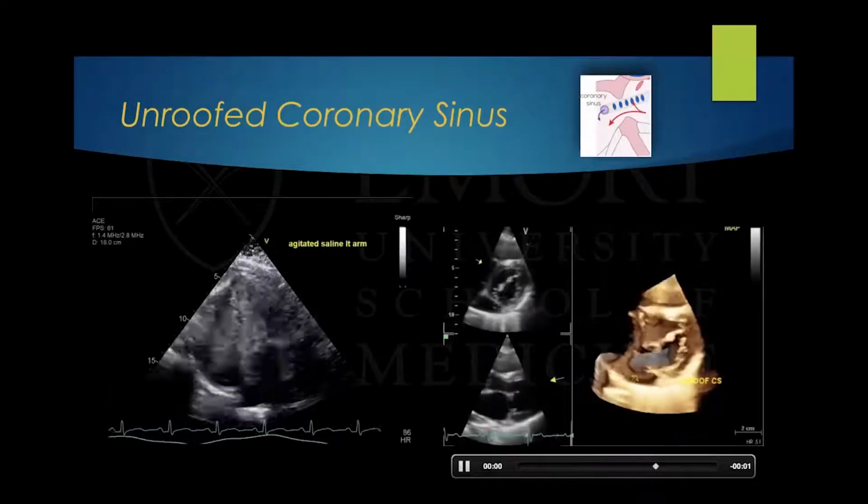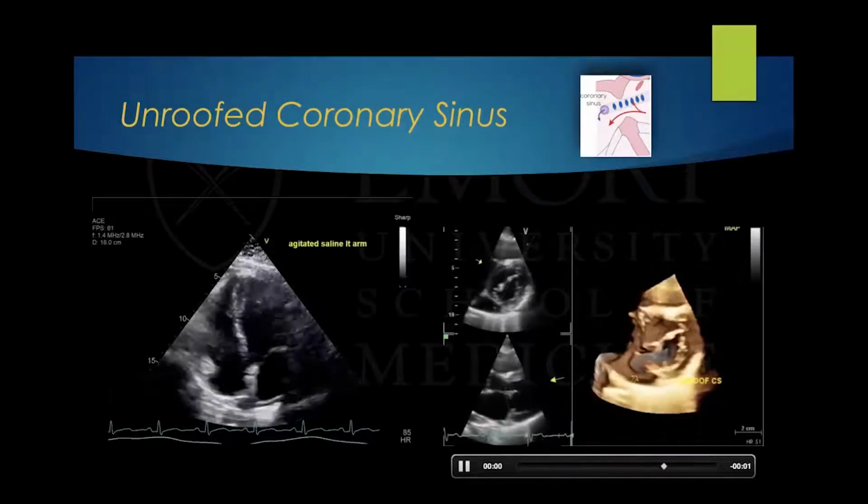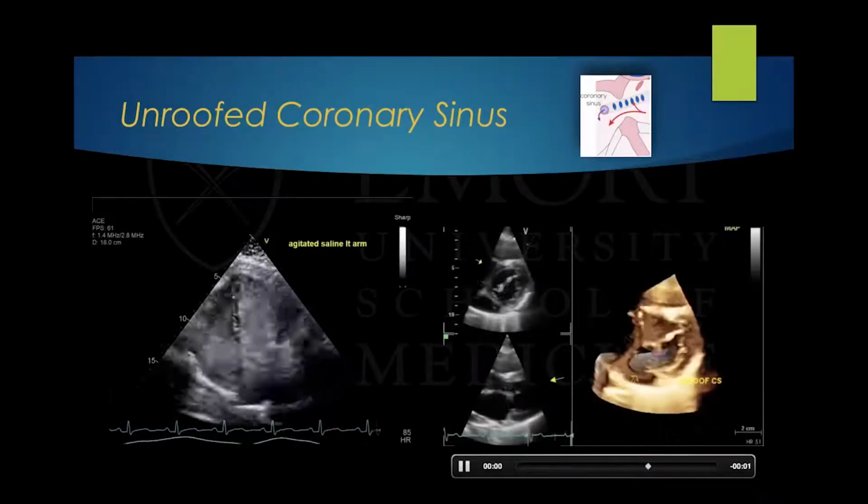So I'm going to let it play because I think these are the most unusual type of defects, and they're very rare and difficult to find.